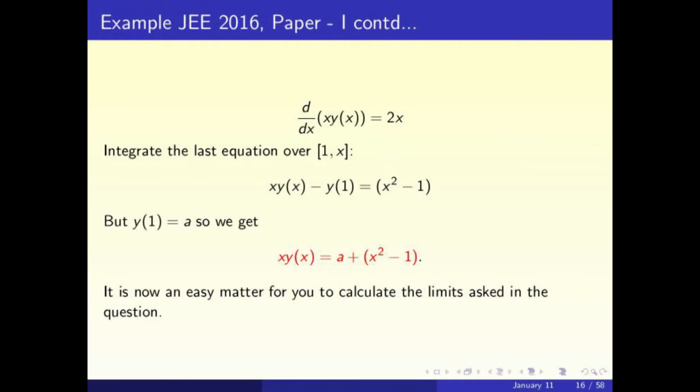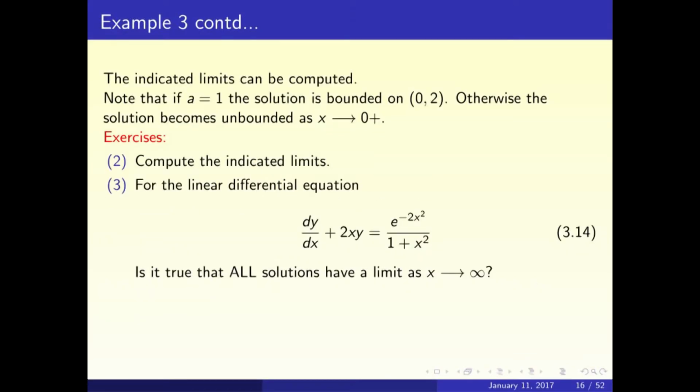So if you look at the question in the original paper, it says f of 1 is not equal to 1, that is a is not equal to 1. Now you understand why that exception has been made in the original question paper. So that's why I have written it as a comment in this slide that if a equals 1, the solution is bounded on 0 to 2, otherwise the solution becomes unbounded as x approaches 0.